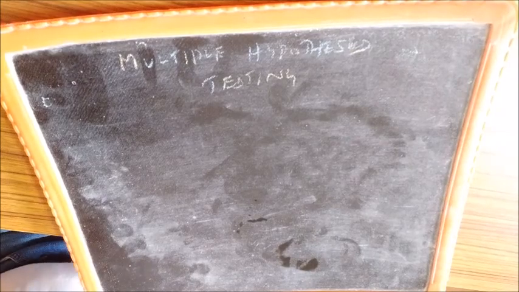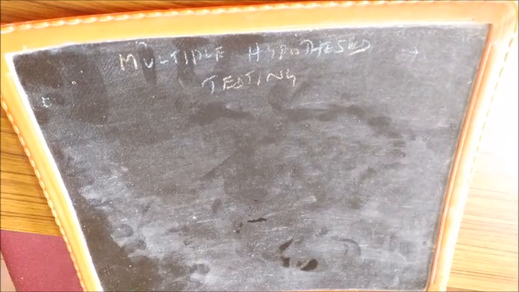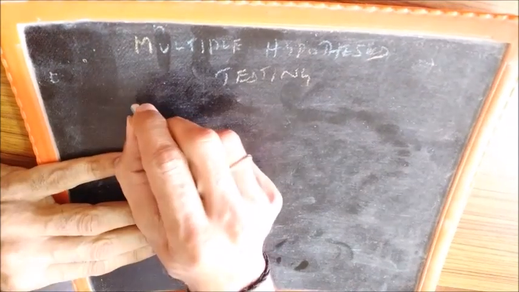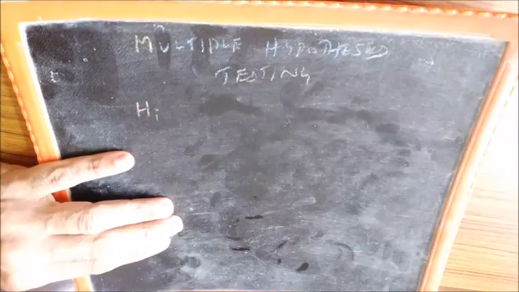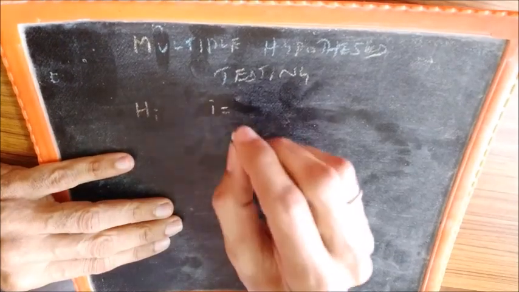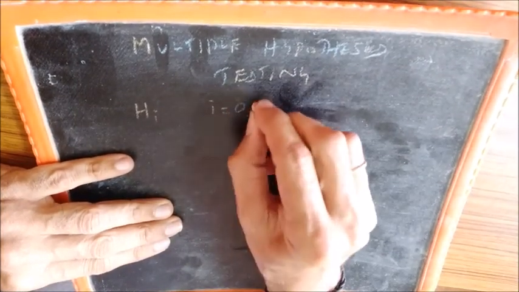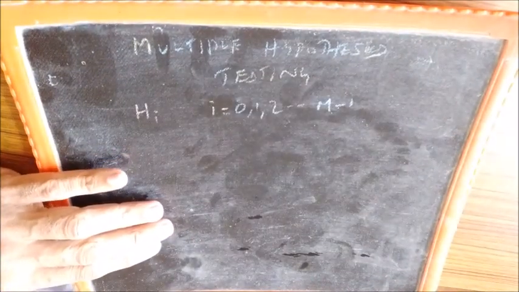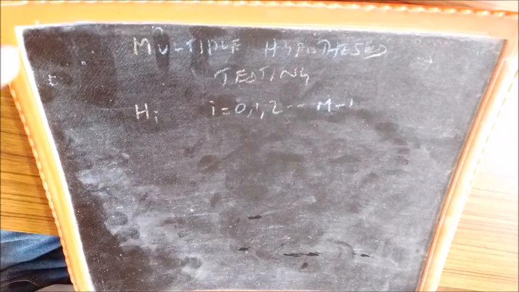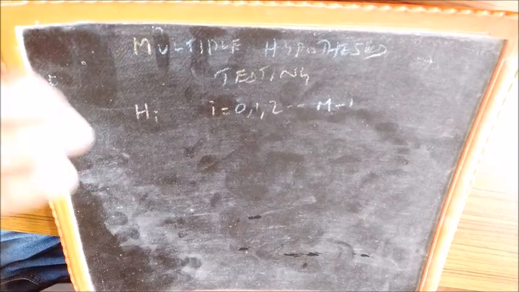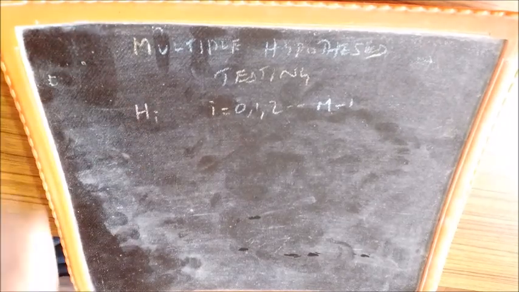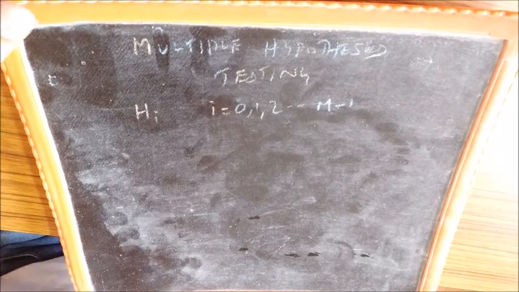Now, to develop the testing method, we consider a hypothesis source which can give out M hypotheses, Hi, I varying from 0, 1 up to M minus 1. So M possibilities, M hypotheses, H0, H1, H2 up to Hm minus 1, and one can clearly see that the binary hypothesis is when M is equal to 2, so you have H0 and H1.